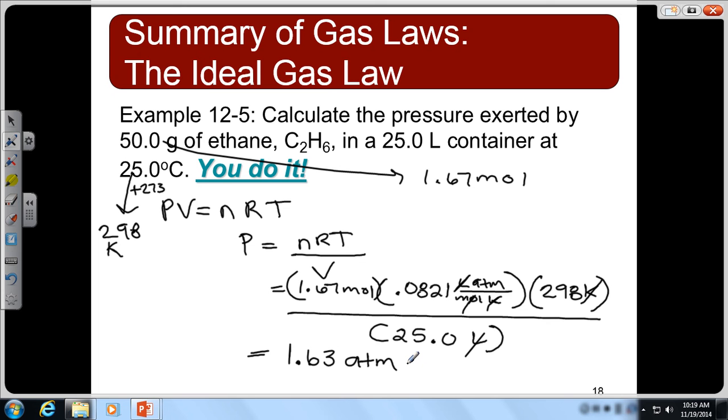Right, did everybody get 1.63? Anybody need me to go back through this? Anybody? I don't mind walking through it. Okay, so we're just solving for pressure. We end up with ATM, so I canceled the units. Okay, so everybody got 1.63. All right, perfect.